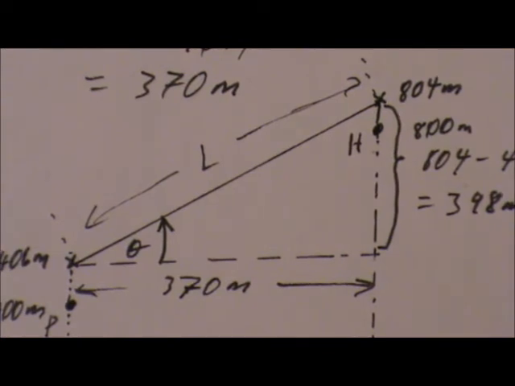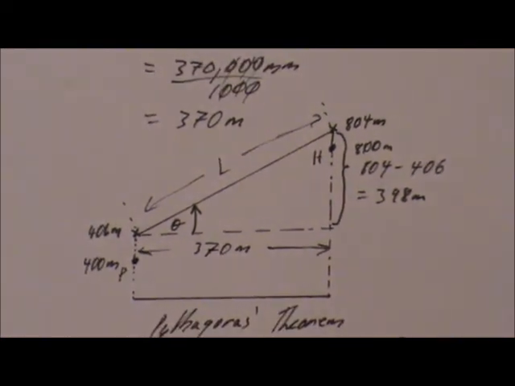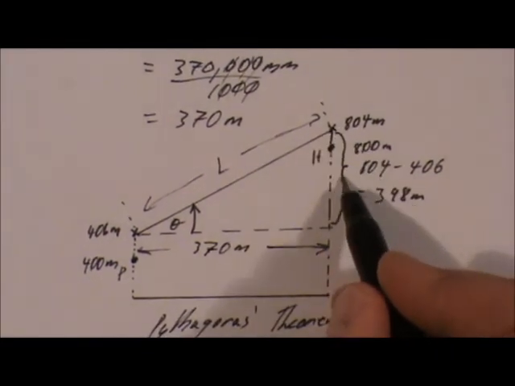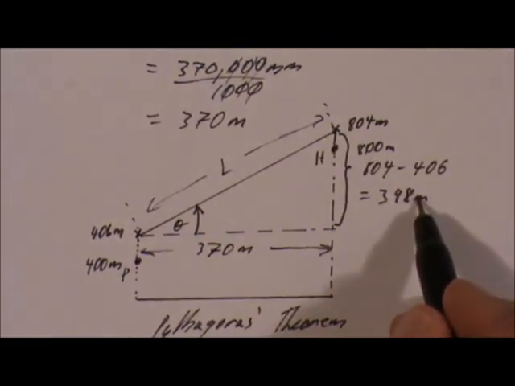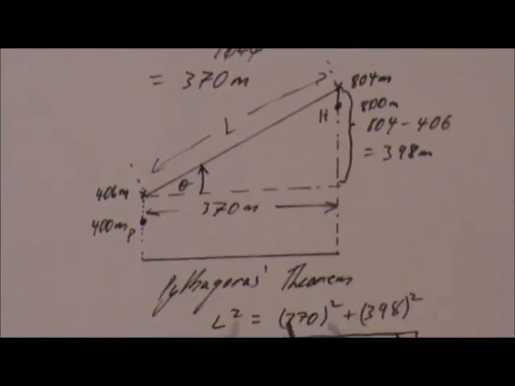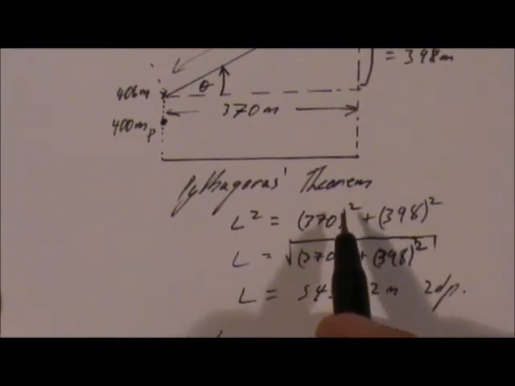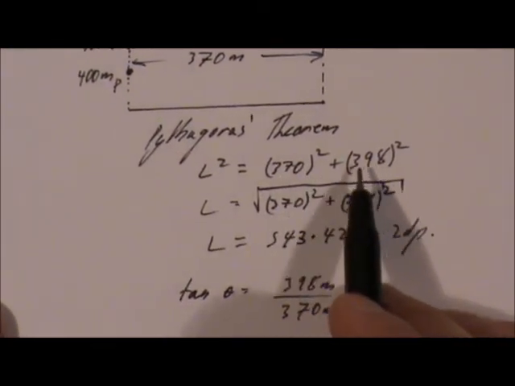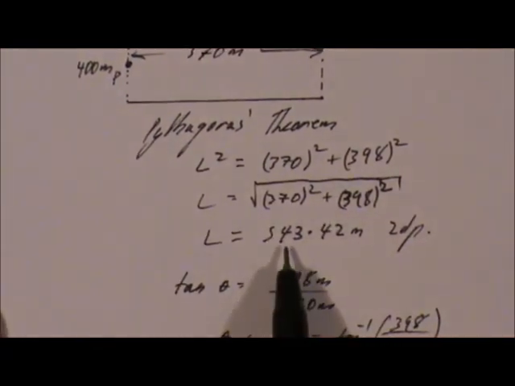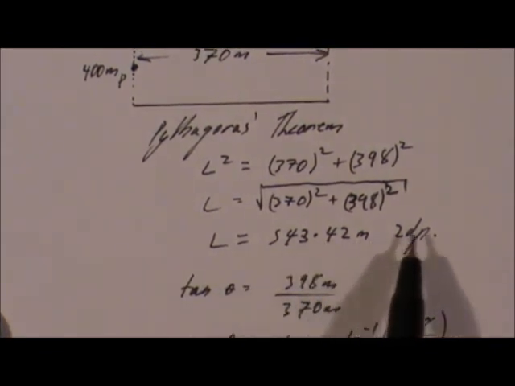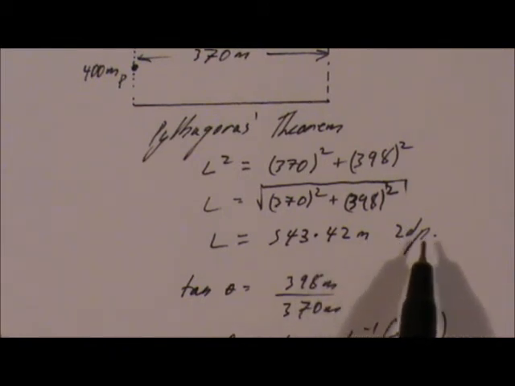Now we've got all the information, we can do the calculation. So 804 minus 406 gives us the height, which is 398 meters. We know the horizontal distance, 370 meters. We can calculate using Pythagoras' theorem the length of the power line. So substituting the necessary information into the equation, we obtain the power line length to be 543.42 meters. So that's to 2 decimal places.